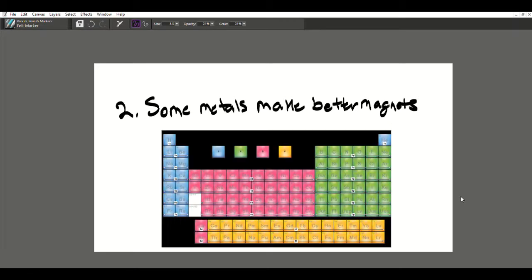If you take a look at a periodic table, you can see that metals are all in this pink area right in the center here. So you've got iron right around here, cobalt, nickel, copper, and zinc. And there's, of course, other metals, right? Here's silver, here's gold. Some of these metals make better magnets. So for example, iron right here makes a really good magnet, and zinc over here is very, very bad at being a magnet. And this has to do with electron orbitals.